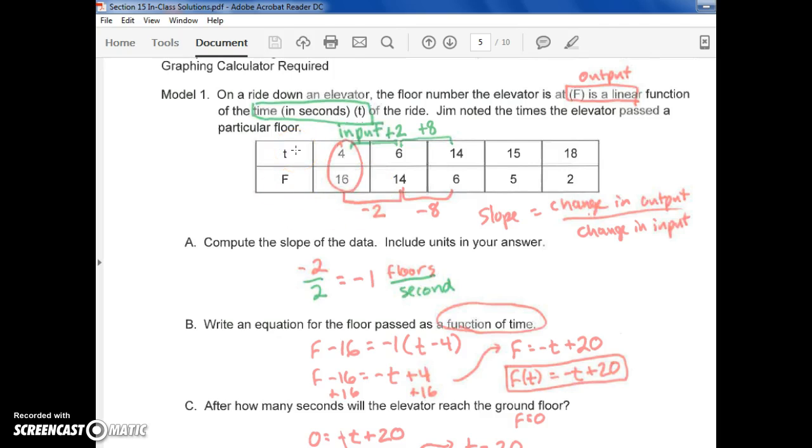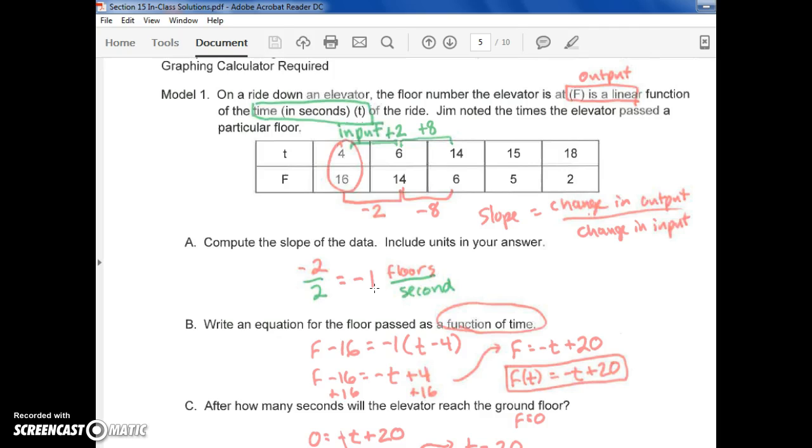What I need to do then is find the slope, which is the change in the output over the change in the input. So for the output, I just picked 2 random points here. I just went with these guys right here. From 16 to 14, that's a -2 change for the output. And for the input, I'm going from 4 to 6. That's a +2. So my slope then is -2 divided by +2, or -1.